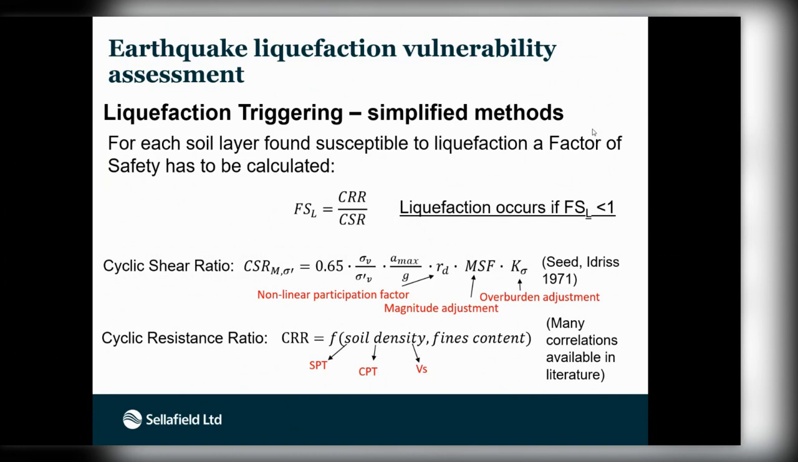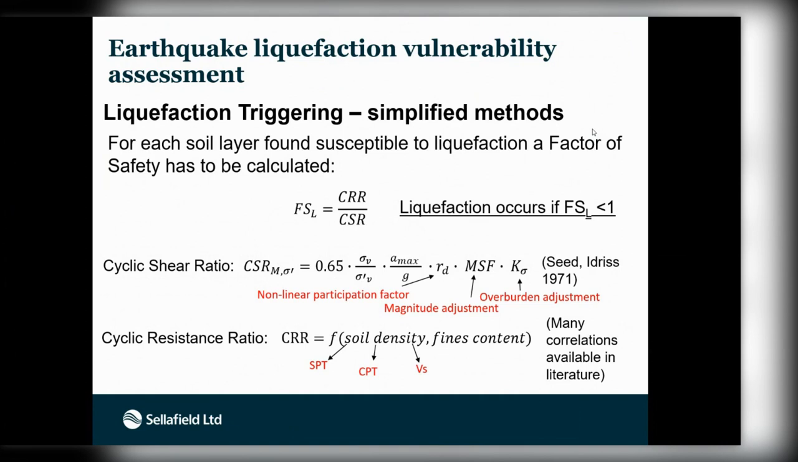For each soil layer found susceptible to liquefaction, a factor of safety has to be calculated. The factor of safety against liquefaction is the ratio between the cyclic resistance ratio, which depends on the soil density and the fines content, and the cyclic stress ratio. Soil density can be derived, as you know, by using the SPT data or CPT data or the shear wave velocity. The cyclic stress ratio can be derived using this formula.